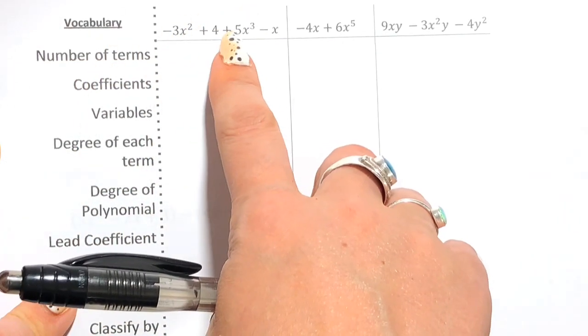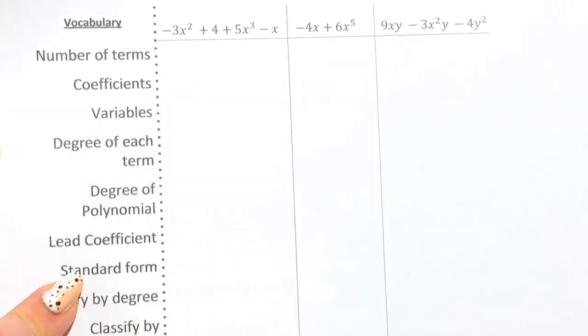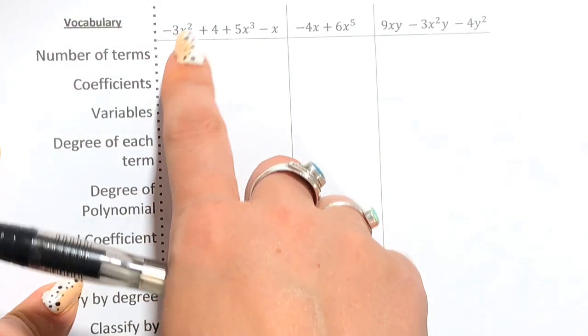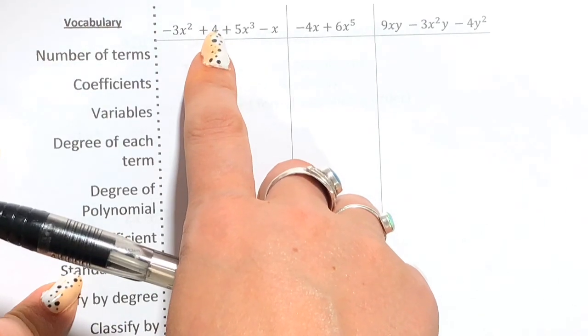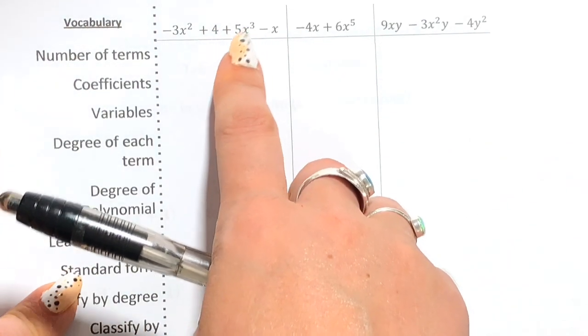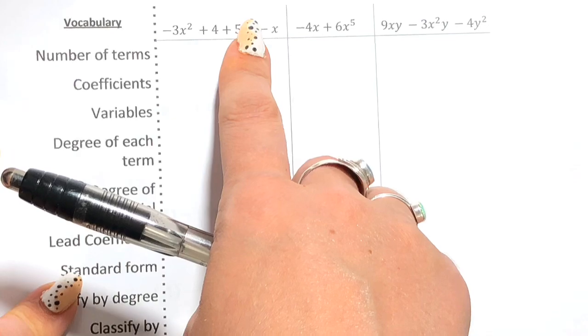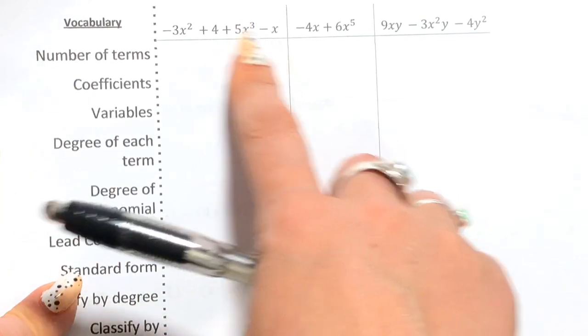monomials that are separated by addition or subtraction signs. So here we have a term, and then there's a plus sign. So then 4 is its own term, and then there's another plus sign. So 5x cubed would be a term, and then here would be another term. So there's 1, 2, 3, 4 terms here.